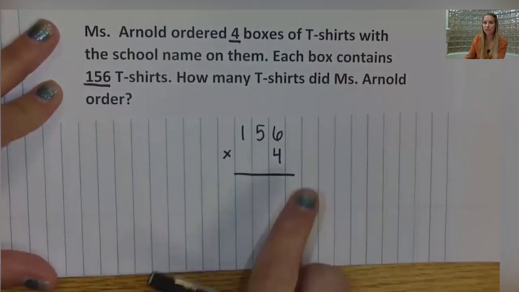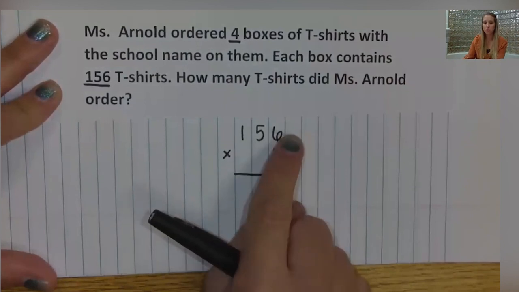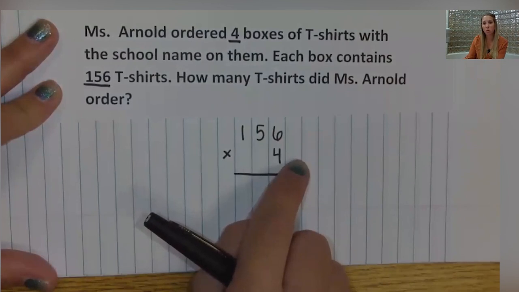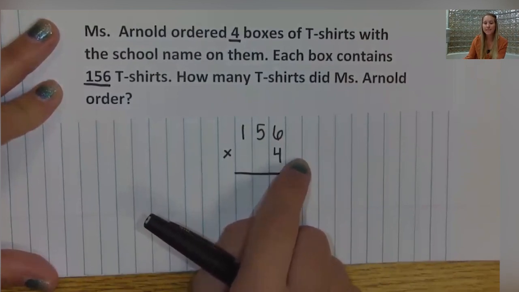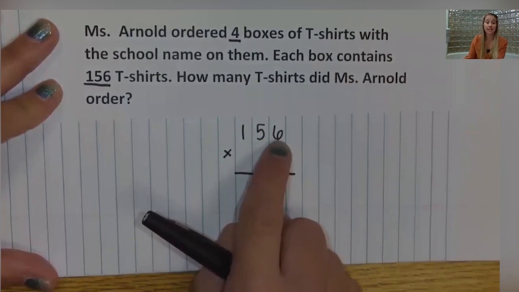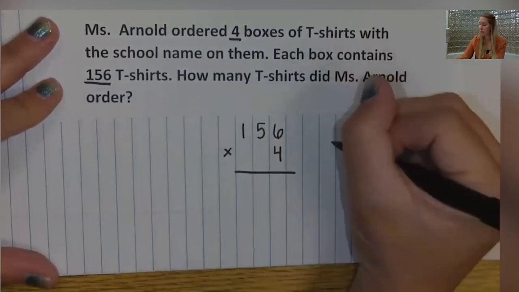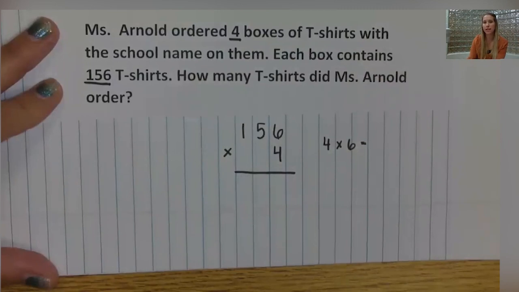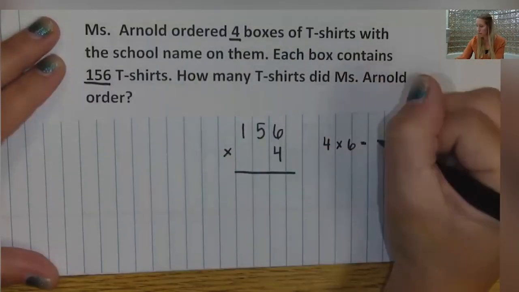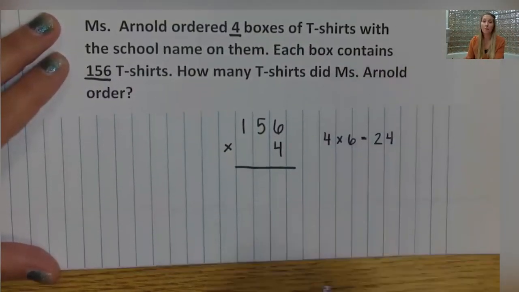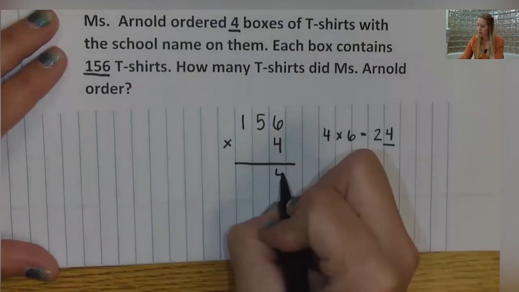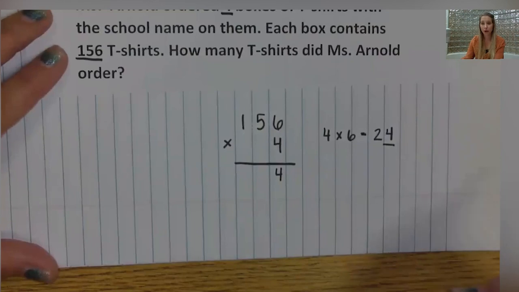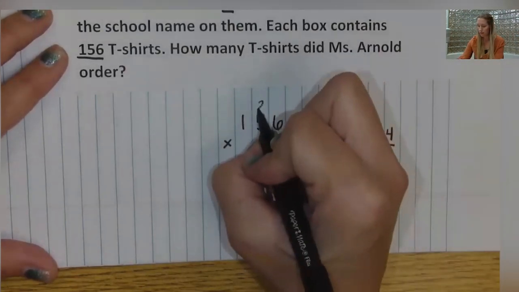So step 1 is to multiply the 4 times the ones place. What digit is in the ones place? Yes, it is 6. And so the first thing we're going to do is 4 times 6. What is 4 times 6? 24. And so I'm going to put the 4 in the ones place. And what do I do with the 2? You're right, I regroup it.